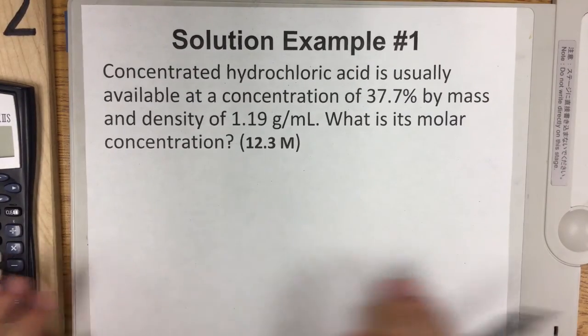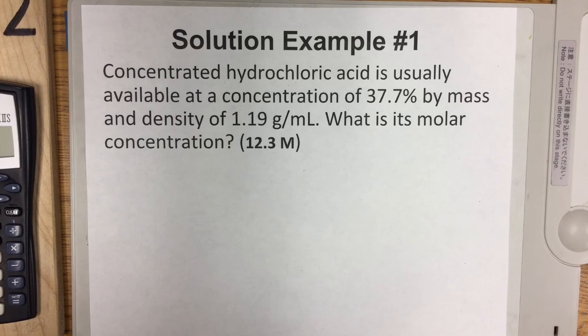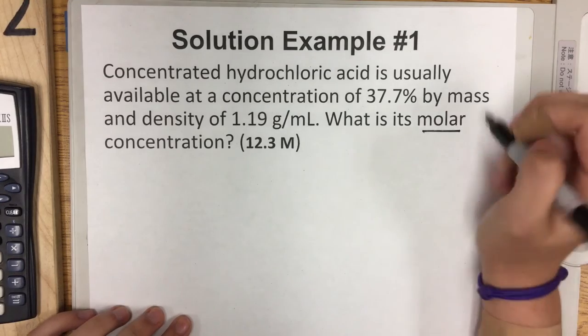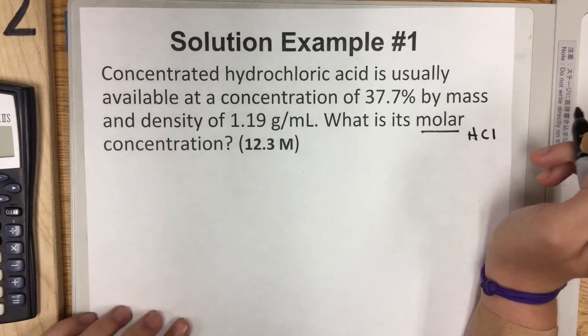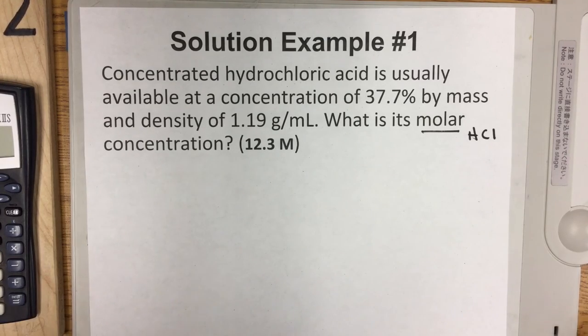So our first example. Concentrated hydrochloric acid is usually available at a concentration of 37.7% by mass and a density of 1.19 grams per milliliter. What is its molar concentration? Okay, so we know we're going to be solving for the molar concentration of the hydrochloric acid. So let's look at what we're given.